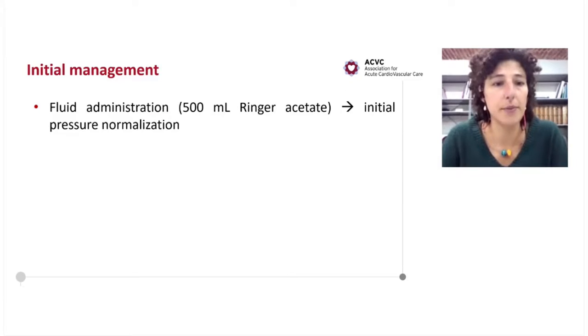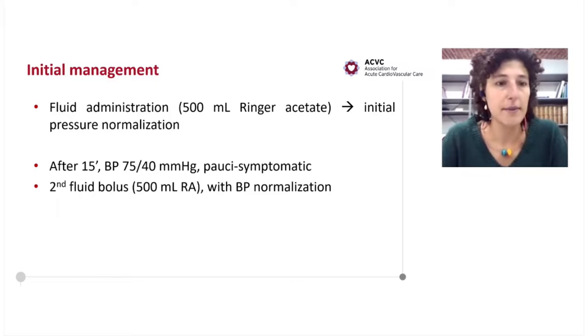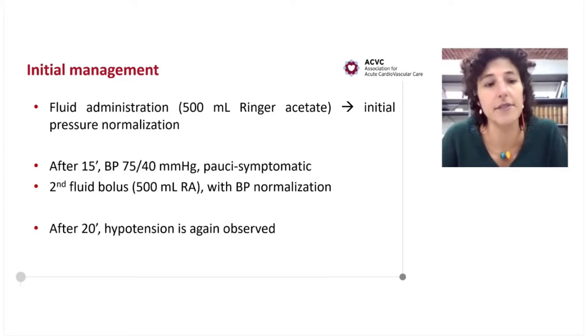So we performed fluid administration with 500 mL of crystalloids and the pressure normalized. After approximately 15 minutes, the blood pressure went down again, 75 over 40 millimeters of mercury, and again the patient was slightly symptomatic for dizziness. So we performed a second fluid bolus, another 500 mL of Ringer's, with blood pressure normalization. But again, after 20 minutes, hypotension was observed.